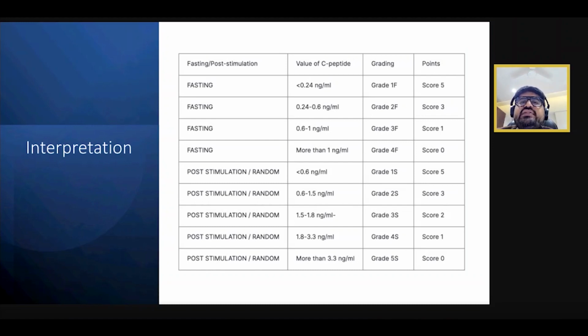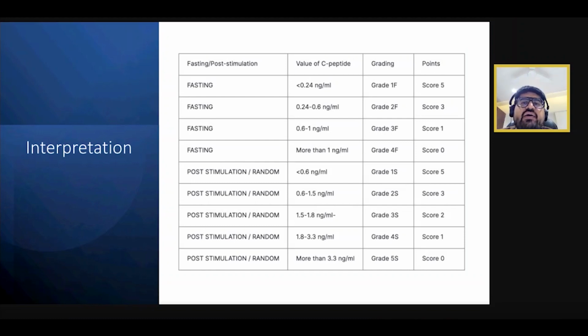When you find the C-peptide, remember the value I have here is given in nanogram per ml. Some labs give it in millimoles per liter. Depending on what units your lab gives, you can do the conversion. You can see the conversion online. So if the fasting value of C-peptide is less than 0.24 nanogram per ml, we categorize this as score 5, right? We'll see the importance of scoring. This patient is more likely to have type 1, and then you can see the grading: 0.24 to 0.6, 0.6 to 1, and more than 1.